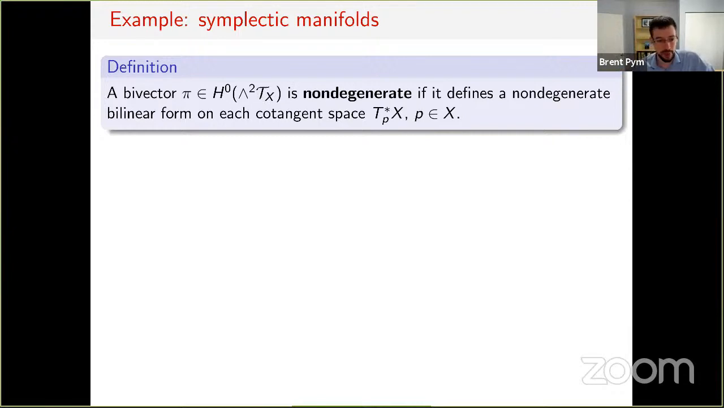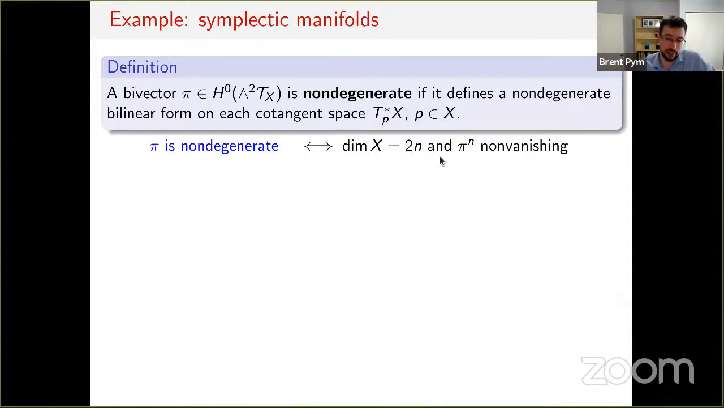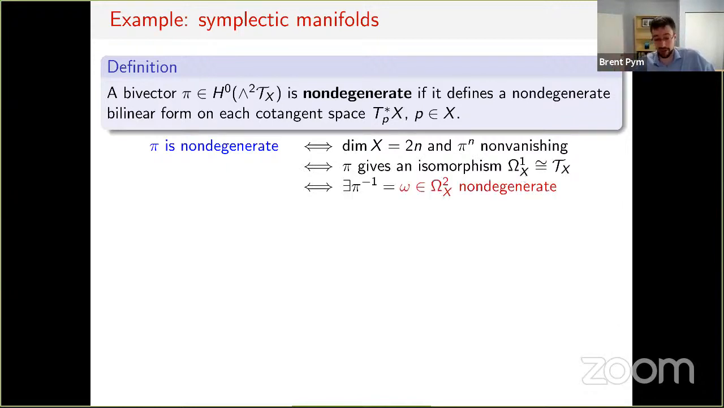So if I have a non-degenerate bivector, then just by linear algebra, it means that the dimension has to be even, and the top exterior power of this bivector has to be non-vanishing. Another way of saying that is that the bivector gives an isomorphism between the tangent and cotangent bundles. And so what I can do is invert the bivector and get a 2-form, which is also a non-degenerate 2-form.